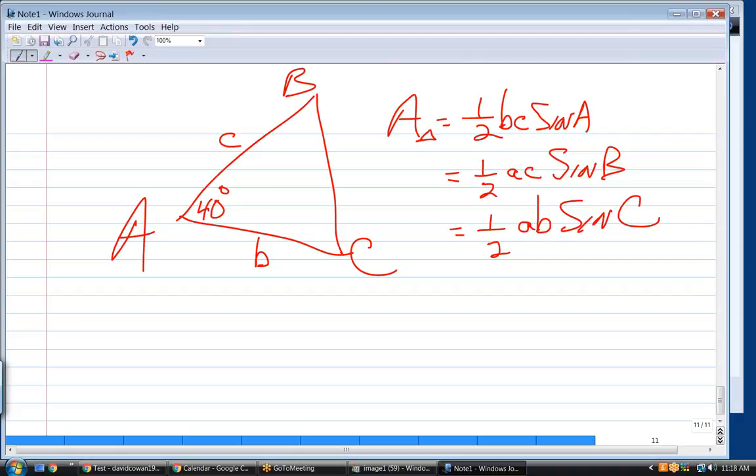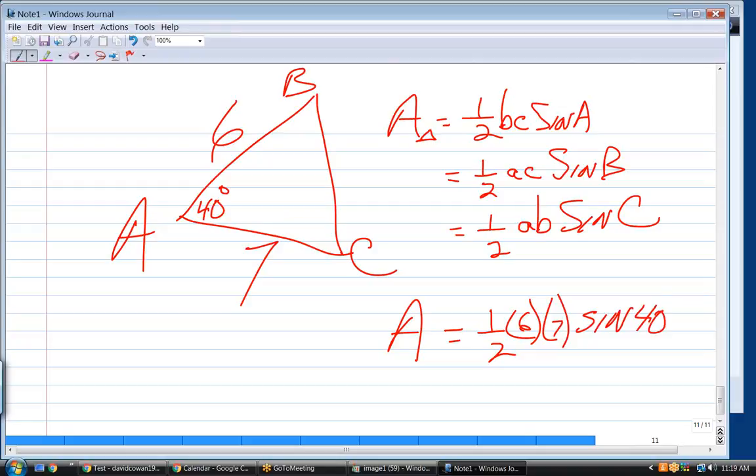So as long as you have two sides and one angle, you can use one of these three area formulas to solve for the area of this. Let's put in some numbers here. What would the area of that triangle be? The area of that triangle would be, so A equals 1/2 times 6 times 7 times sine of A, or sine of 40. Correct.